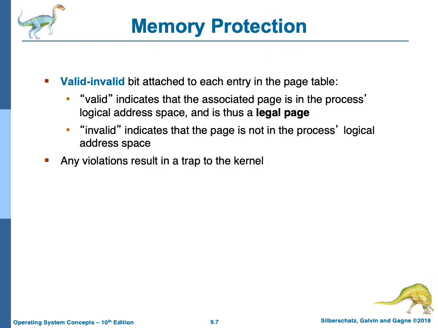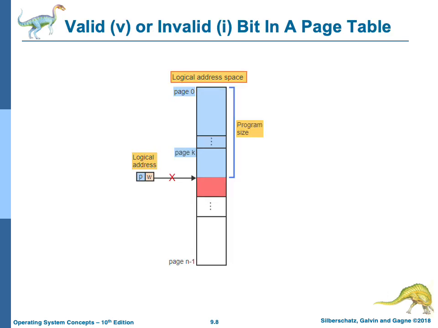To ensure protection, we can use a bit called the valid-invalid bit. If it's set to 1, this means that the page is a legal page for that process. It does belong to its own logical address space. If it's not valid, then it's considered an illegal access because it does not belong to its own logical address space.